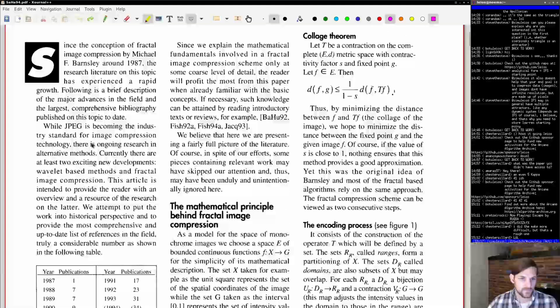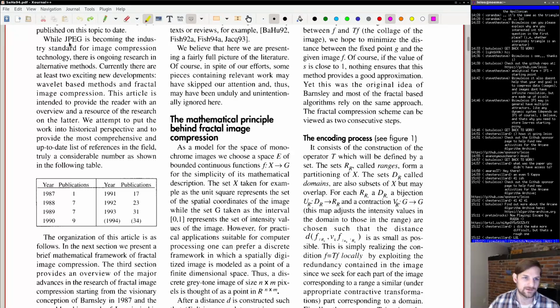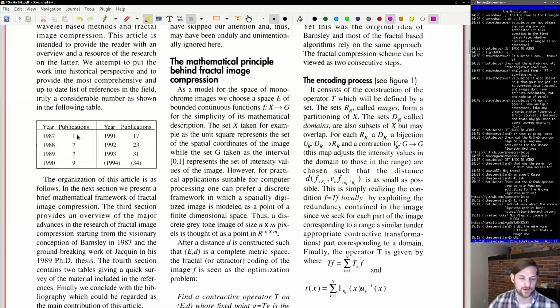Okay. "Following is a brief description of the major advances in the field and the largest comprehensive bibliography. While JPEG is becoming the industry standard", like, we're talking about a time when JPEG is not the industry standard, right? Keep that in mind for these papers that we're reading. "For image compression technology, there is ongoing research in alternative methods. Currently, there are at least 2 exciting new developments: wavelet-based methods and fractal image compression. This article is intended to provide the reader with an overview and a resource of the research on the latter. We attempt to put the work into historical perspective and to provide the most comprehensive and up-to-date list of references in the field, a truly considerable number as shown in the following table."